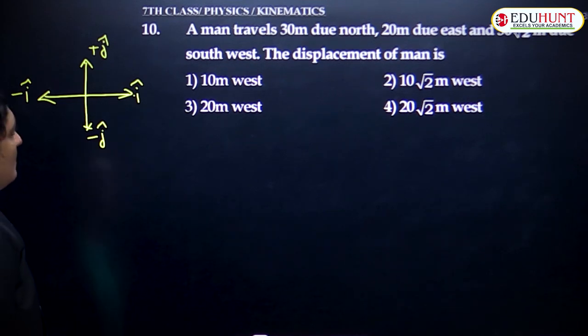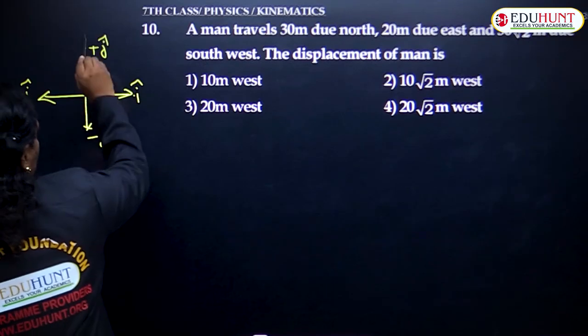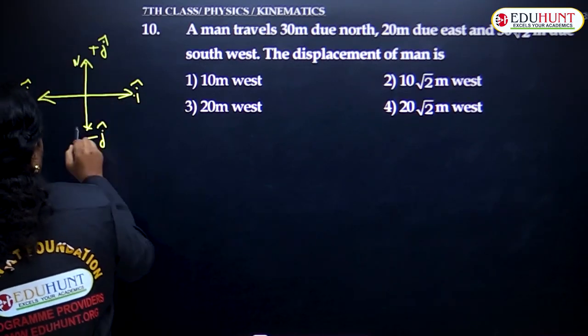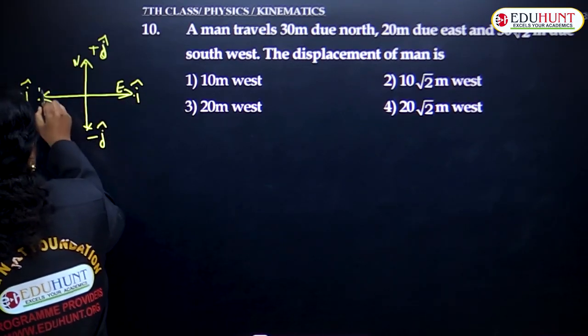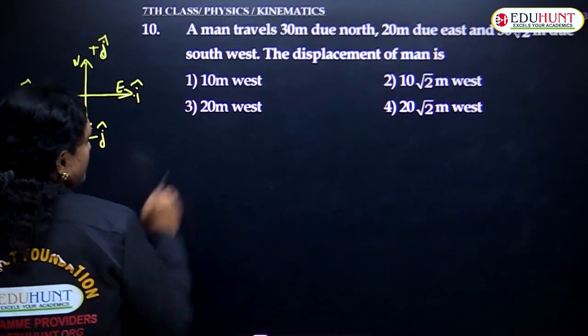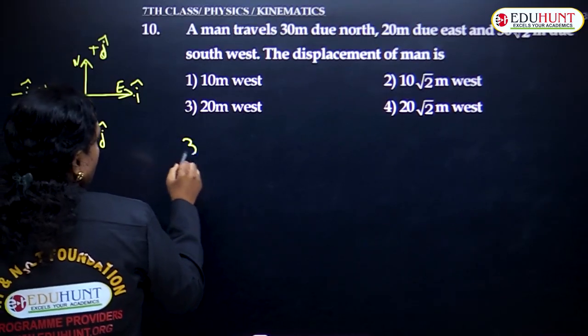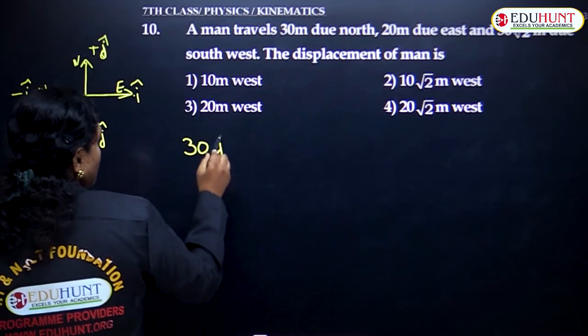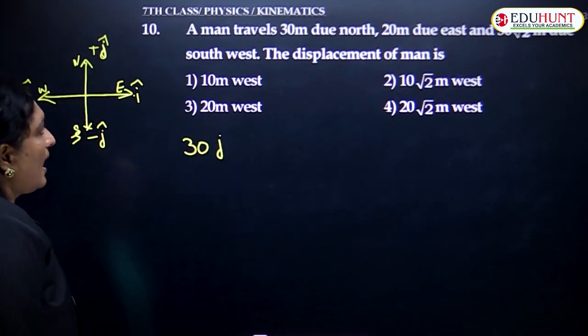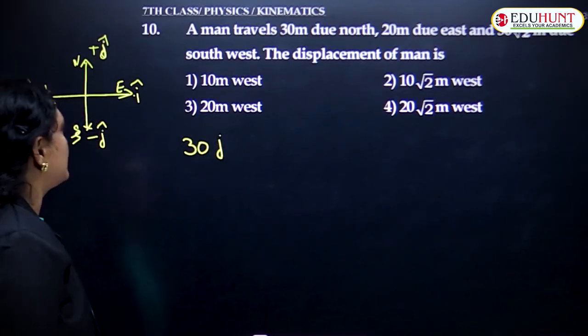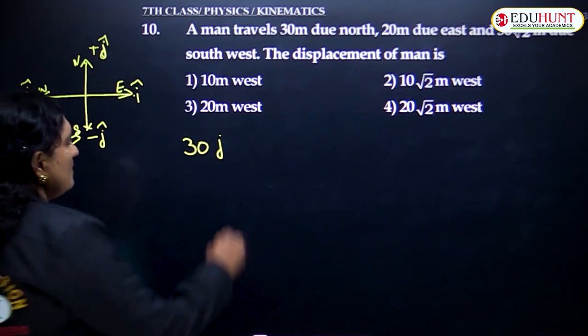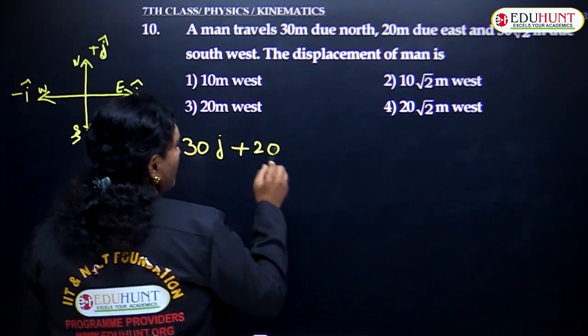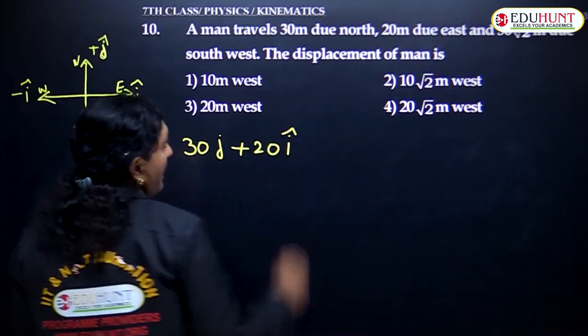Well, a man travels 30 meters due north. North means upwards. This is north, south, east and west. So what is initially given? 30 meters due north. North means plus j cap. And then 20 meters due east. East is this way, and 20 meters due east means i cap.